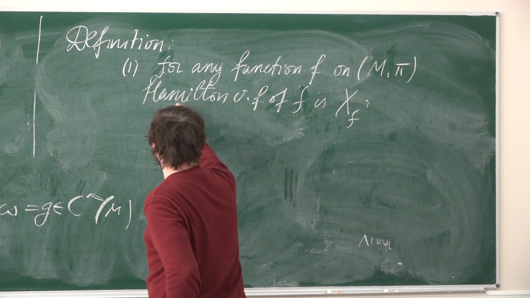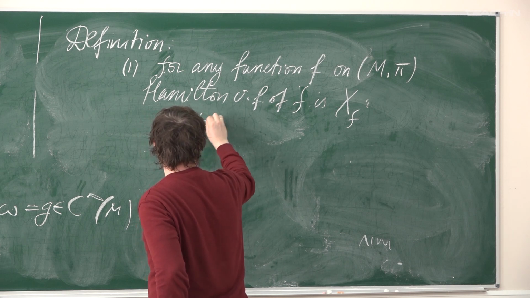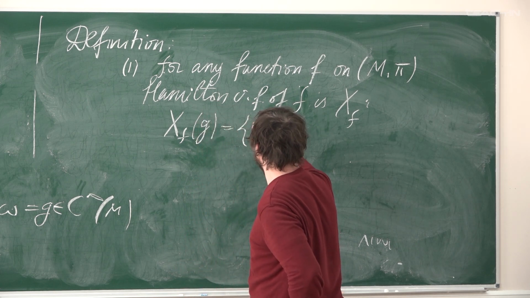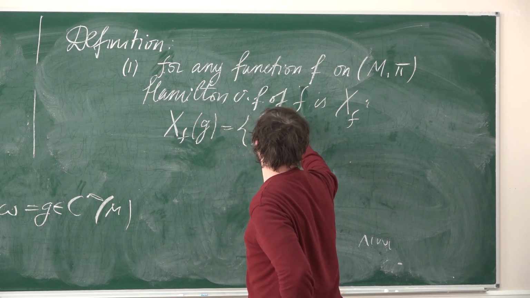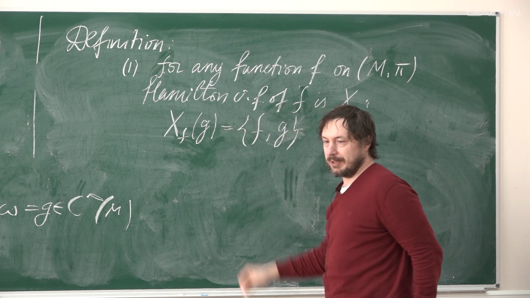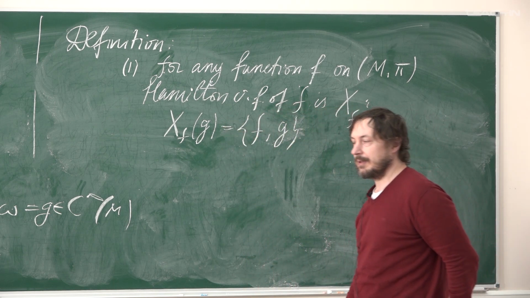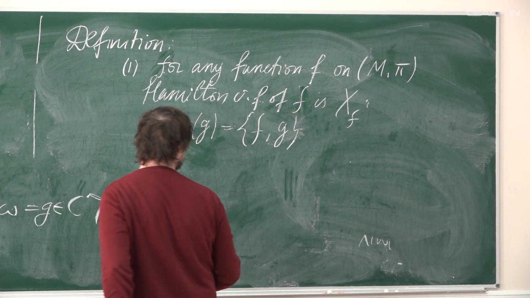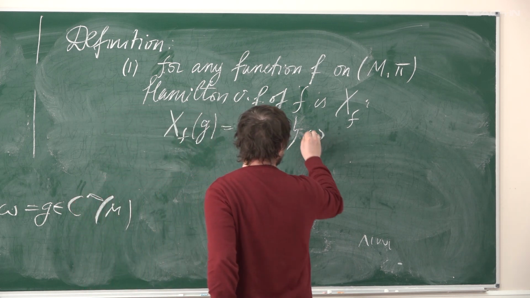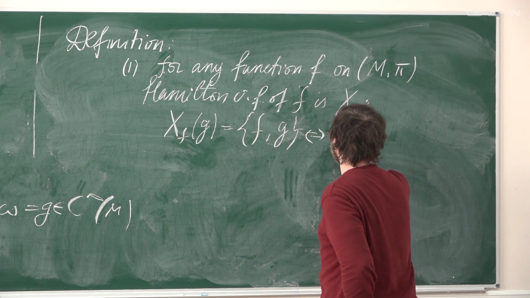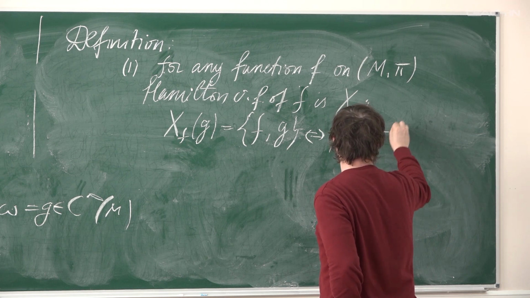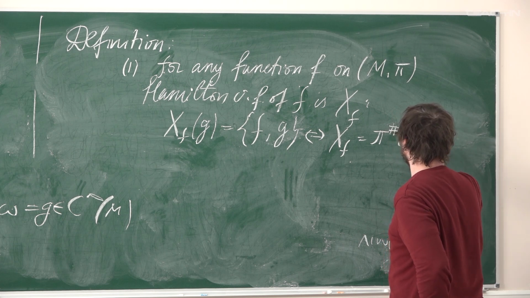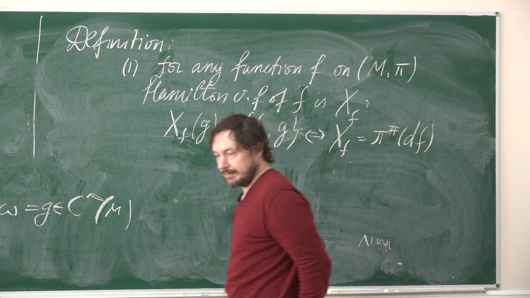So there are two ways you can do this. X sub f applied to g is equal to just, well, it depends on the sign, but I prefer the plus sign, of course, the Poisson bracket of f and g. Sometimes people put minus here. You should be careful. Sometimes not. And it is, of course, the same as to say that X f is the raising of the indices of the differential of f with respect to the bivector, right?